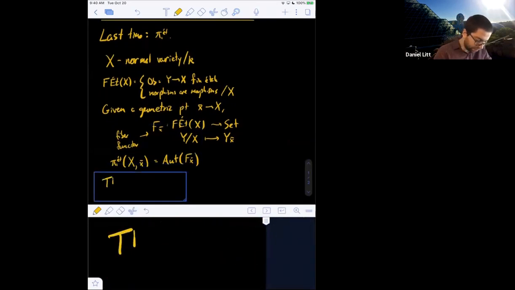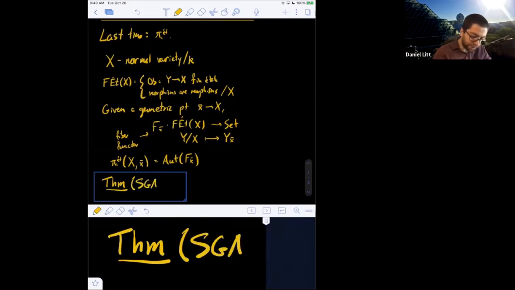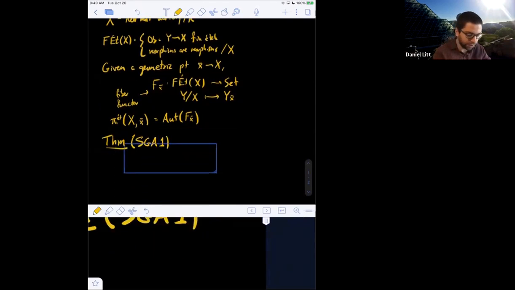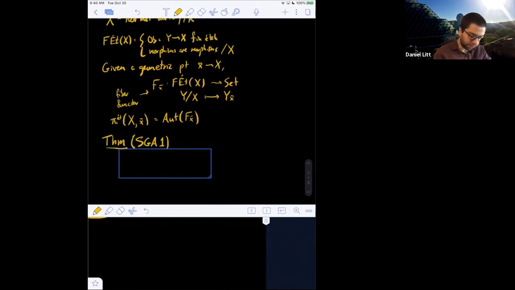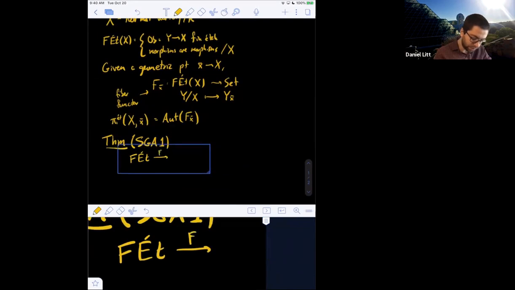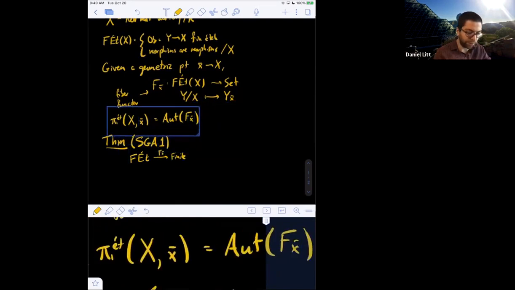So the first fundamental theorem is in SGA 1. I'm not going to prove most of these. I'll prove a couple of selected theorems. So the main theorem is that there's an equivalence of categories. So F_X bar is a map from finite étale to finite sets, but it's to finite sets with a pi 1 étale action, right?